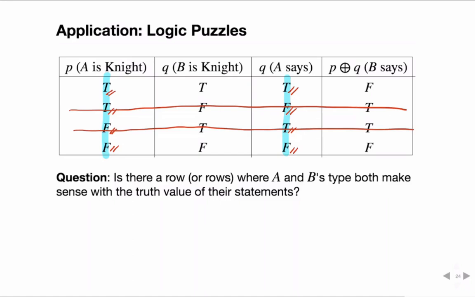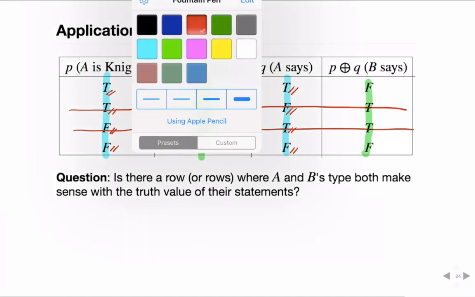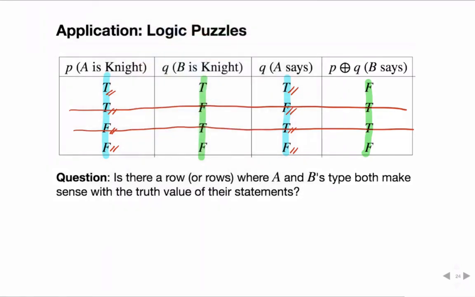Okay, now I'm going to do the same analysis, but only looking at things involving B. In this case, I'm going to look at the column for whether B is a knight or not, so the truth values of Q, and then the column for the statement that B made, which was P exclusive or Q. I'm going to do the exact same thing: check the consistency of B's nature with the statement that he or she made.